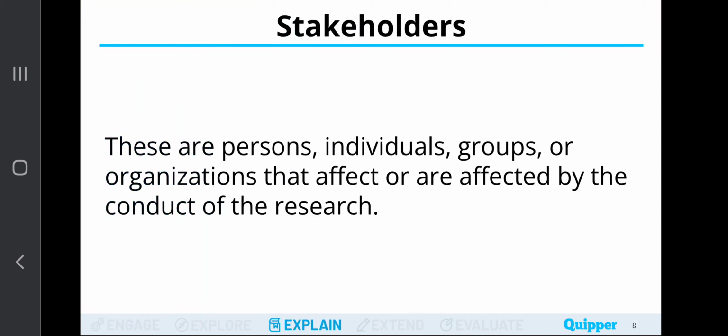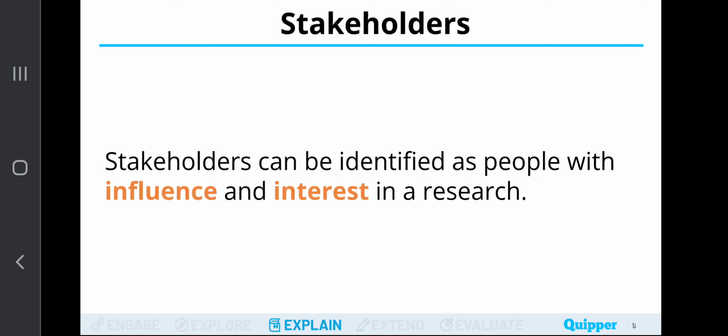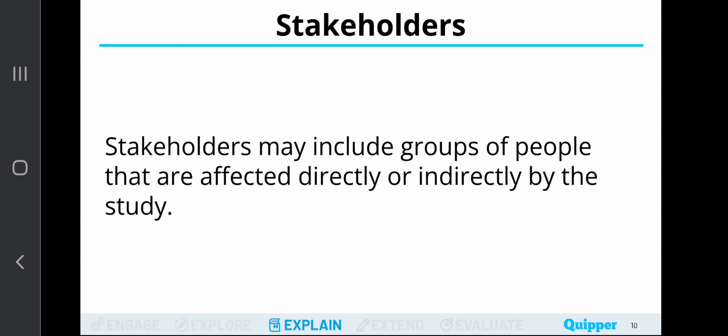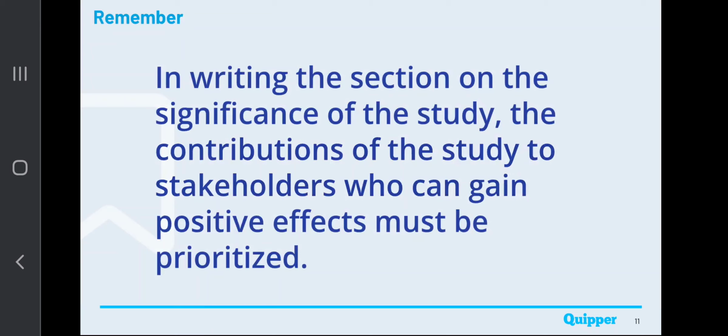Now let's identify or define what are stakeholders in research. These are persons, individuals, groups, or organizations that affect or are affected by the conduct of the research. Stakeholders can be identified as people with, take note, influence and interest in a research. Stakeholders may include groups of people that are affected directly or indirectly by the study. Remember that in writing the section on the significance of the study, the contributions of the study to stakeholders who can gain positive effects must be prioritized.